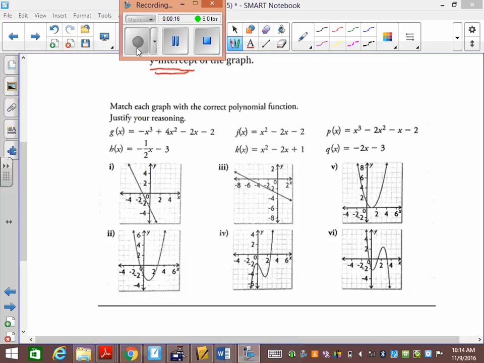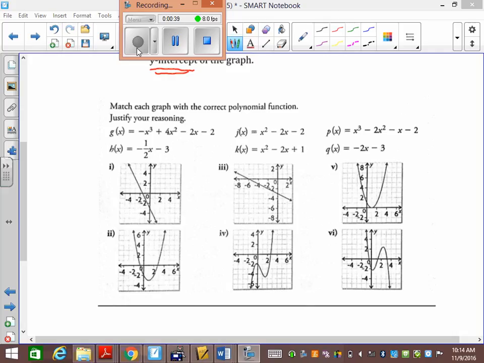Okay, so what you're going to do is you're not going to touch your calculator at this point. You will touch it in a little bit, but right now you're going to put down your calculator. You're not going to have it in your hand. If you have it in your hand, you're going to put it down. And you're going to match each graph to the correct polynomial function. And you don't have to justify your reasoning to me, but you have to justify to yourself why.